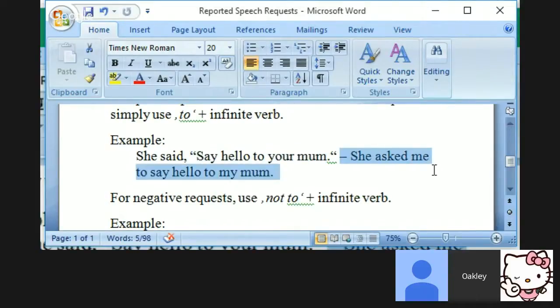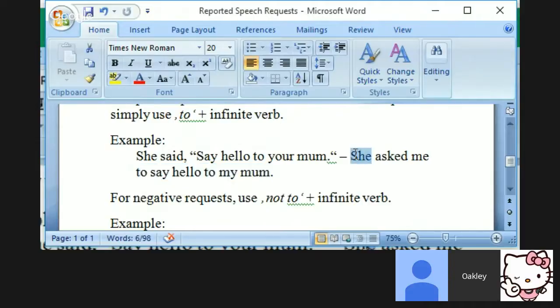So in reported speech, she asked me, in the past, our leading statement: she asked me, she told me, she said, past tense. She asked me to say hello to my mom. Or obviously, if you're talking to the mom, she asked me to say hello to you, if you were actually talking to your mother later.